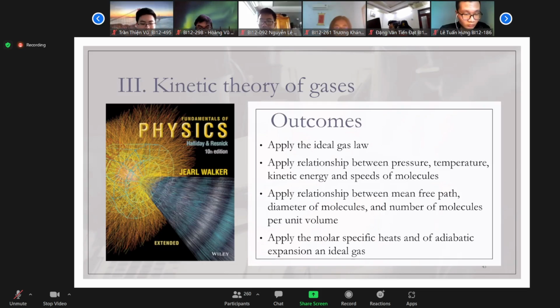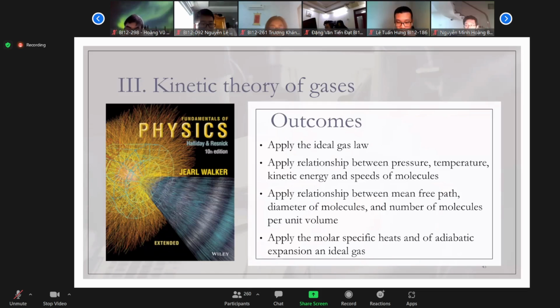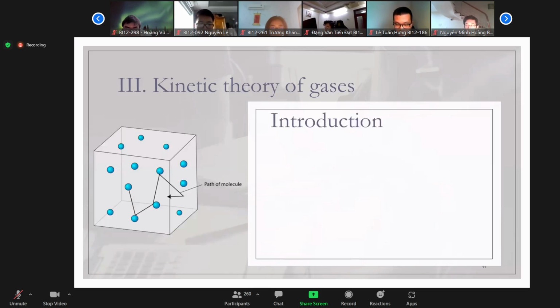So this is the part where we once again study things related to the specific heat. Okay, what we've seen in the first part. Các bạn thấy tôi chuyển slide chưa? Yes. Okay, so let's go to the introduction.